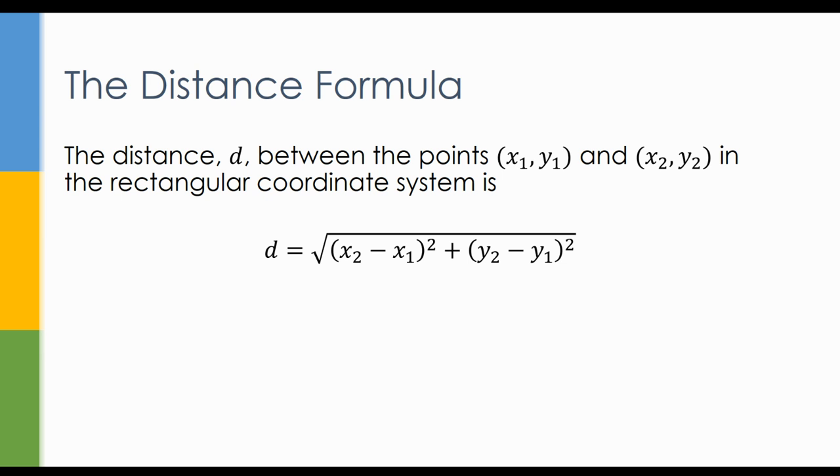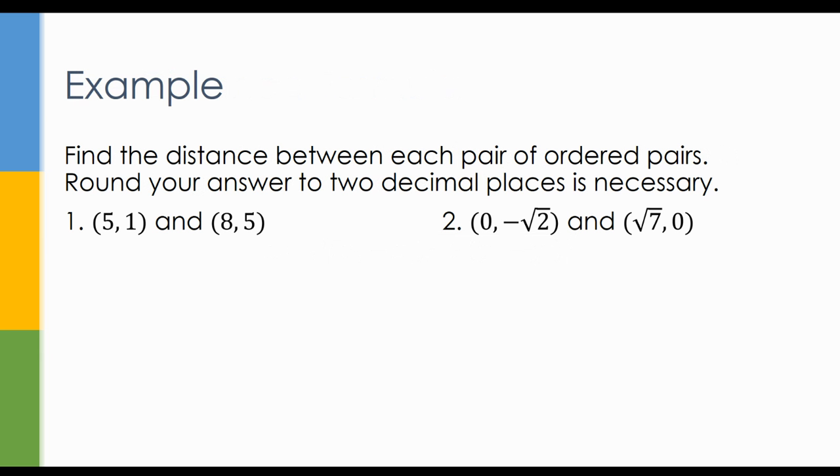All right, so let's refresh our memory on the distance formula, because this is something that you should have done last year in geometry as well as probably in algebra. So it says the distance d between the points x1, y1, and x2, y2 in the rectangular coordinate system is d equals the square root of x2 minus x1 quantity squared plus y2 minus y1 quantity squared. All right, so let's use that formula to find the distance between each pair of ordered pairs. We'll round our answer to 2 decimal places if necessary.